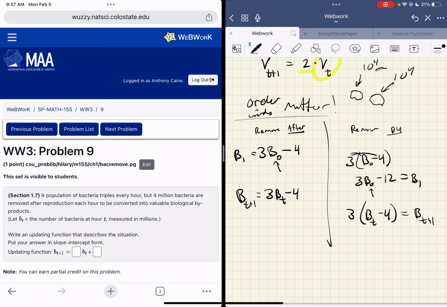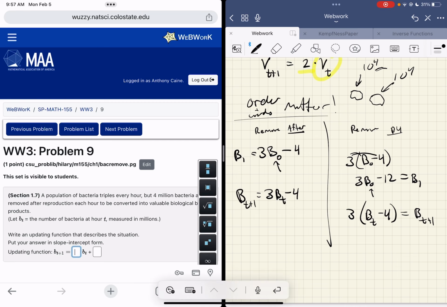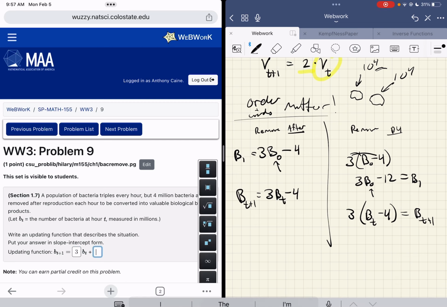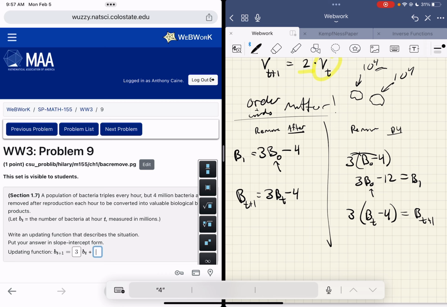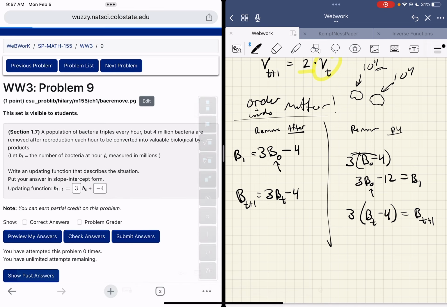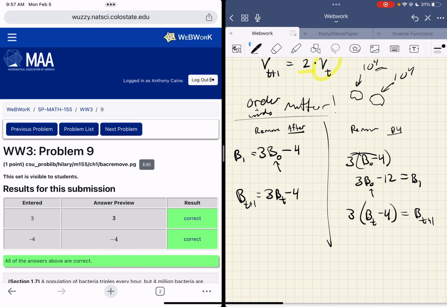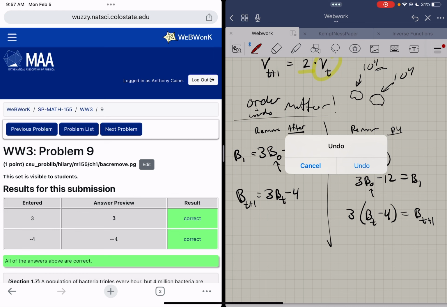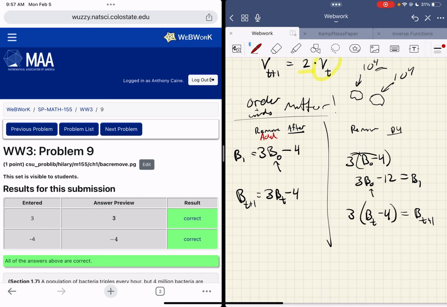Okay, sweet. So according to mine, it's just that. Oh, nope, sorry, plus -4, because I'm removing bacteria. You can imagine if you add bacteria, then this would be a plus. And if you add 4, then this would be a plus, right? Okay, next problem.